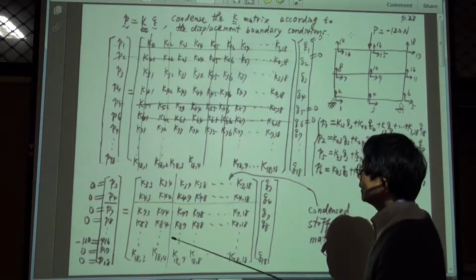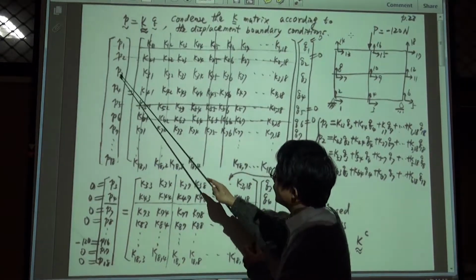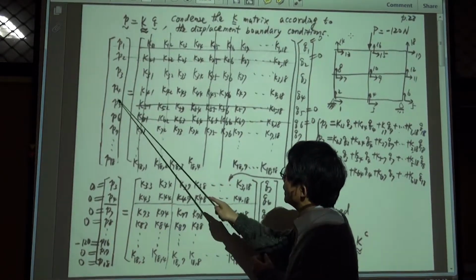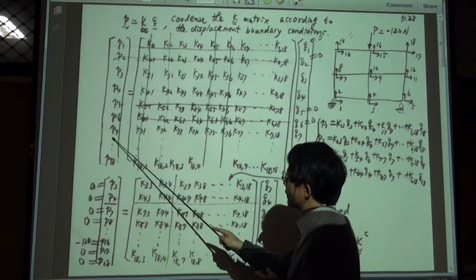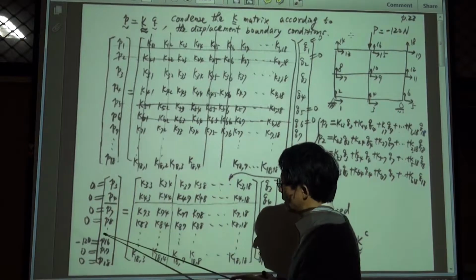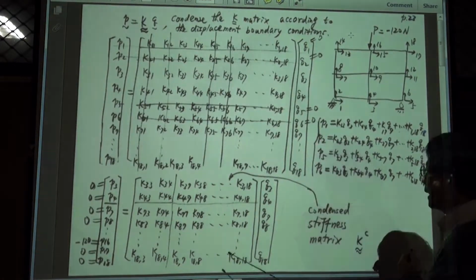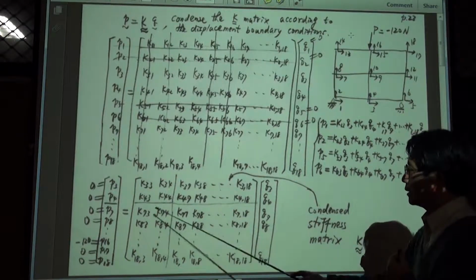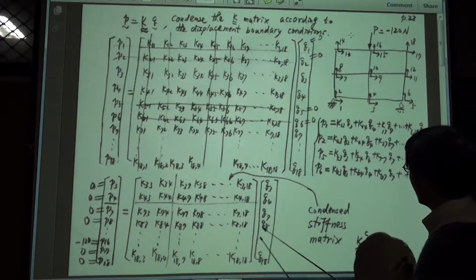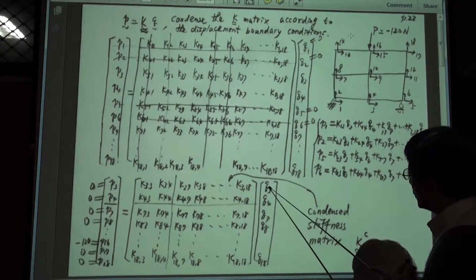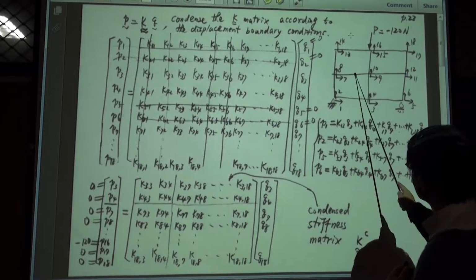Correspondingly, this one should be deleted. So we have Q3, Q4. This should be deleted, Q7, Q8, and the rest should be reserved. So we want to solve this condensed problem. Now these are unknown: Q3, Q4, Q7, Q8 are unknowns.